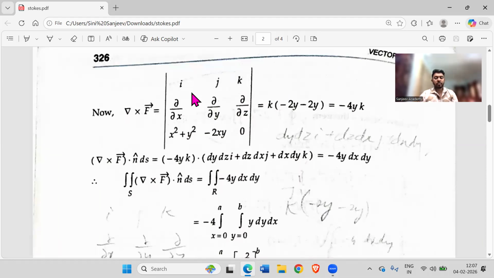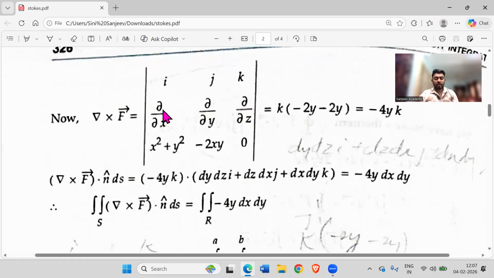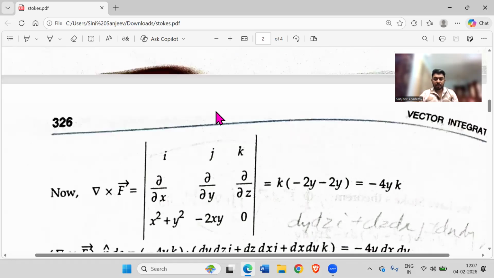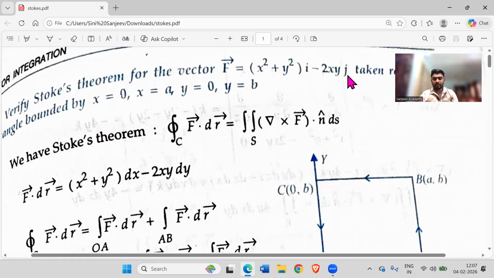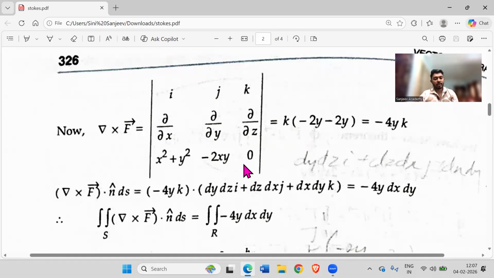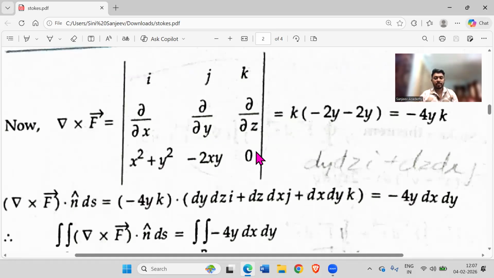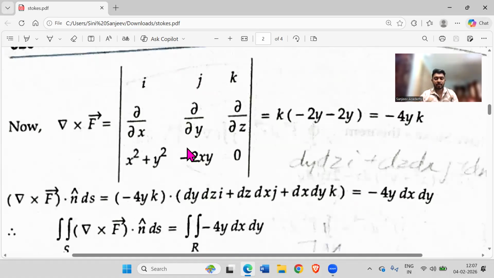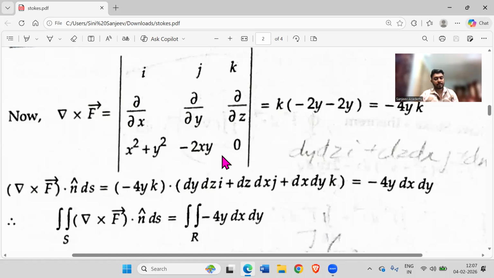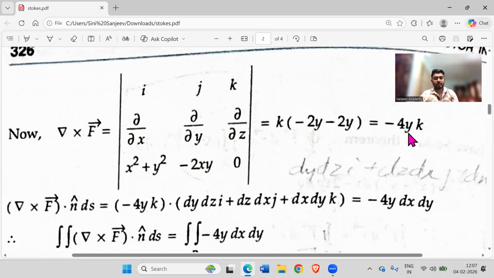Del cross f: you put del as dou by dou x, dou by dou y, dou by dou z, with i j k. These first two rows will be constant. Now see the question: x square plus y square i and minus 2xy j. There is no k cap, so that is 0. Substitute the same thing down also. Then you know how to find the determinant, plus minus plus. You do that and you will get the answer. So del cross f is done.